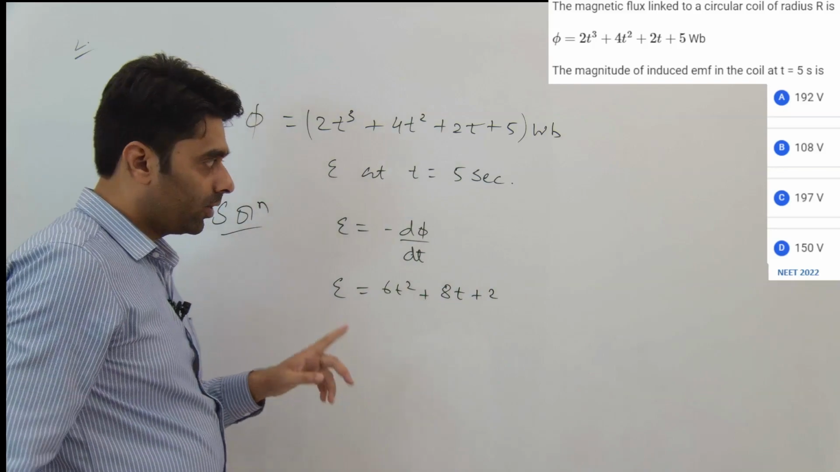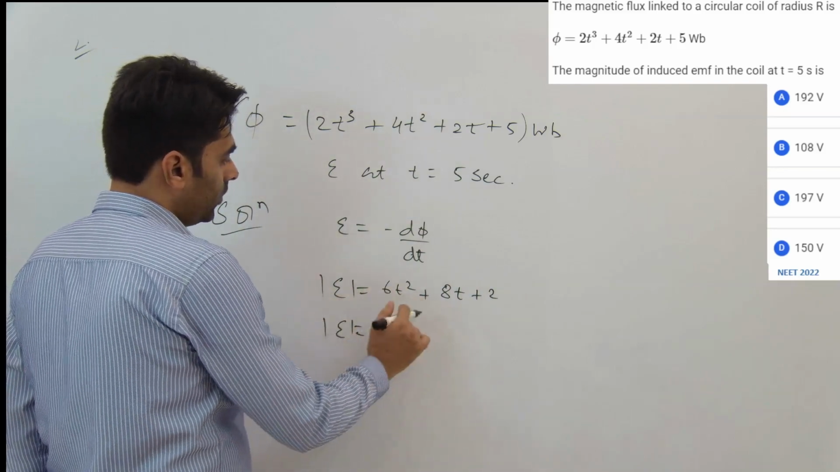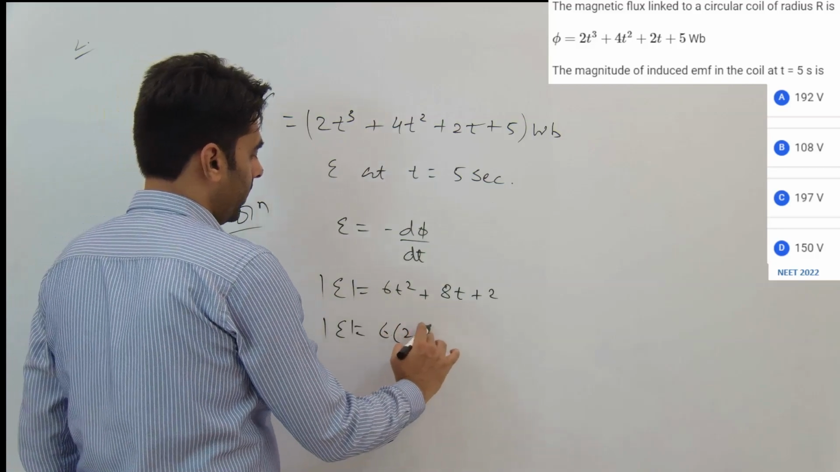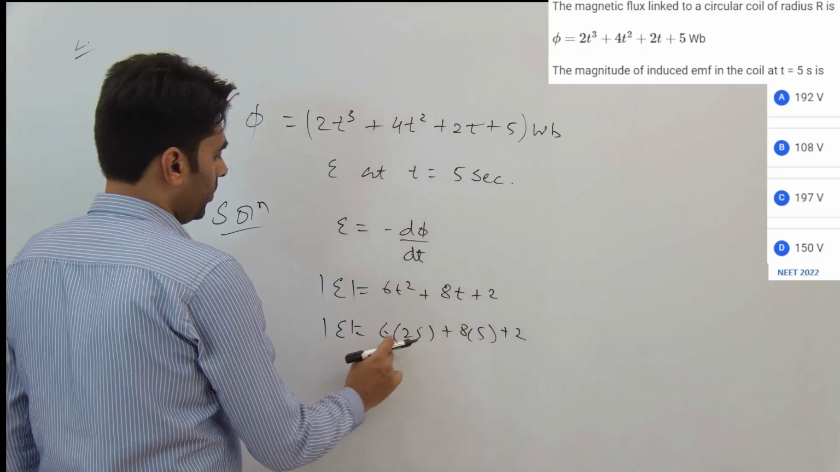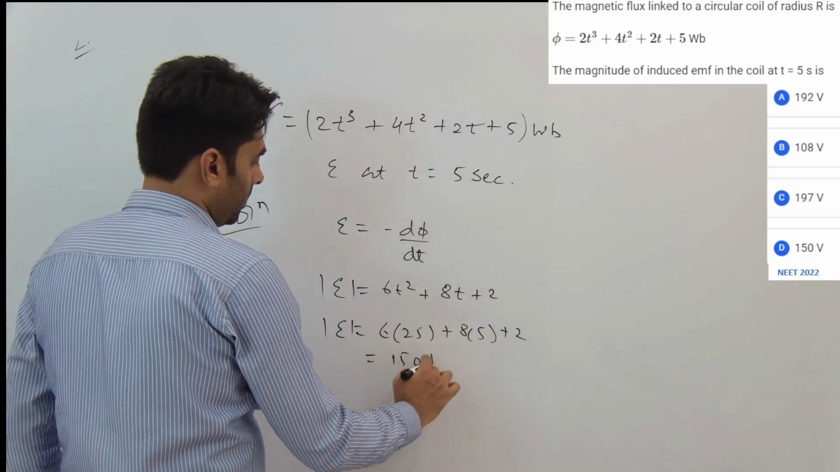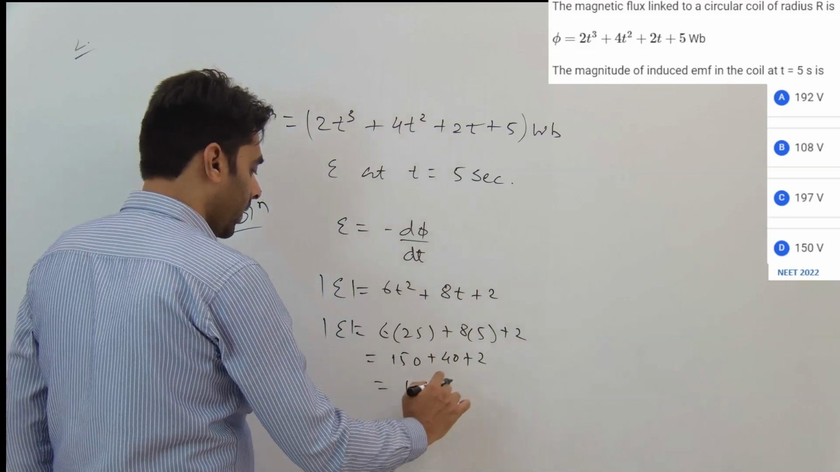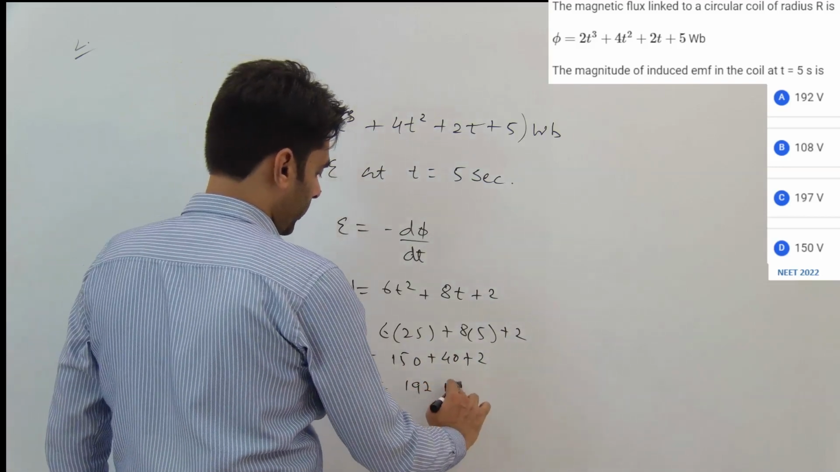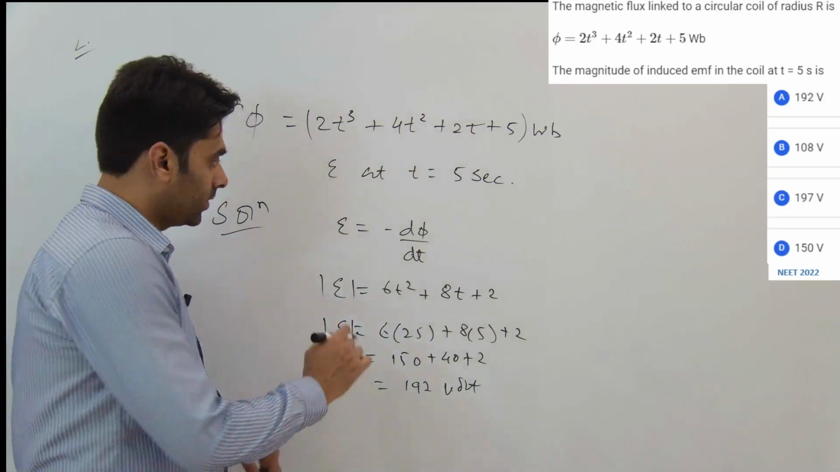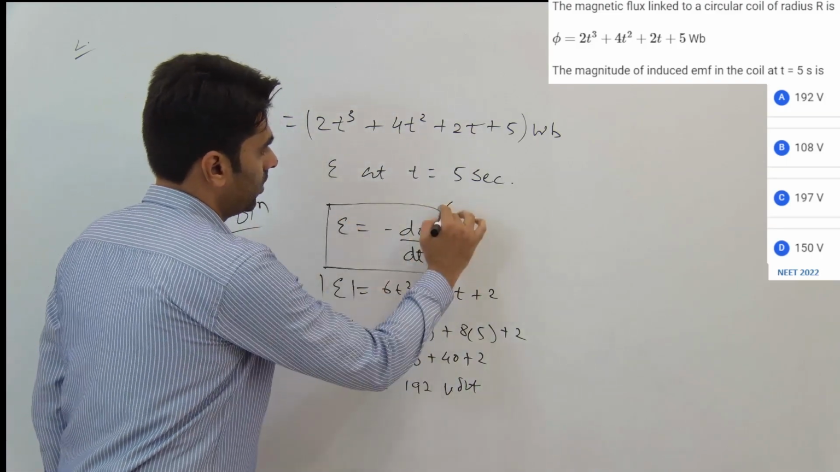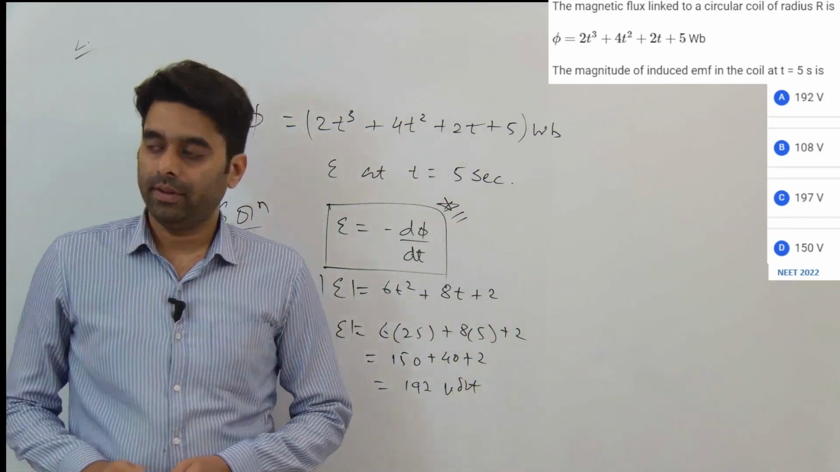Now if we substitute t equals 5, E value will be, this is magnitude obviously, 6 into 5 square, 25, plus 8 into 5 plus 2. That becomes 6 times 25 is 150, plus 8 times 5 is 40, plus 2, which gives us 192 volt. So 192 volt is our answer. Now this is our relation, Faraday's law. So 192 volt, option number A, right?